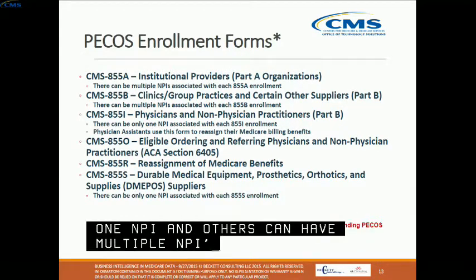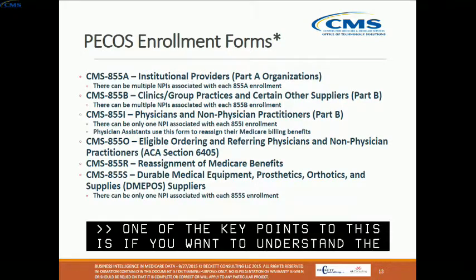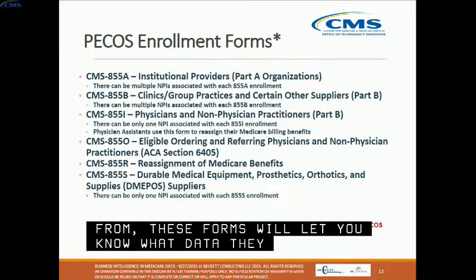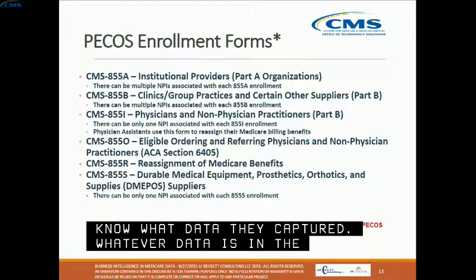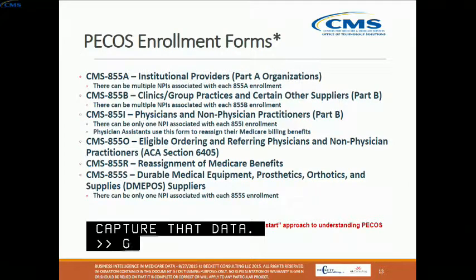One of the key points to this, though, is if you want to understand the data and where it's coming from, these forms will let you know what data is being captured. So whatever data is in the systems, this is what's being used to capture that data. Good point. PACOS is very much designed around these forms. It's very much a form-driven system.